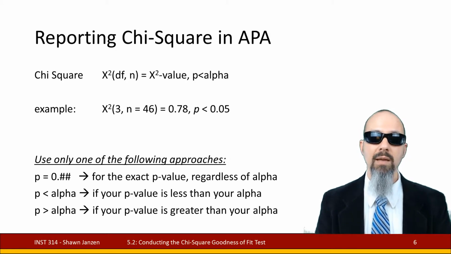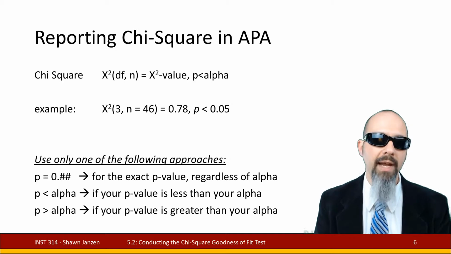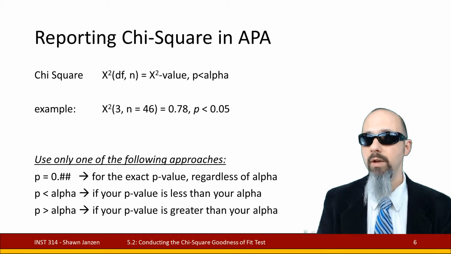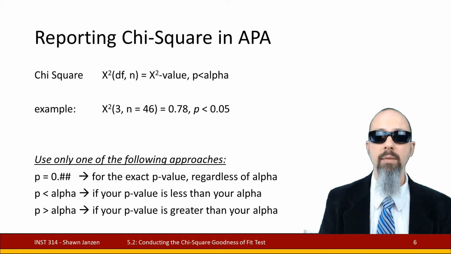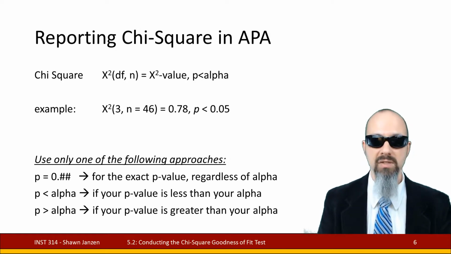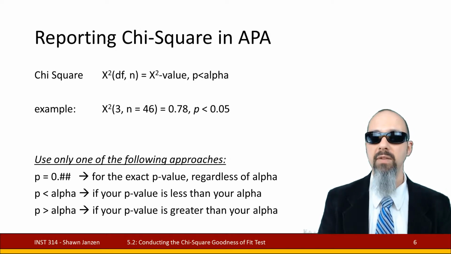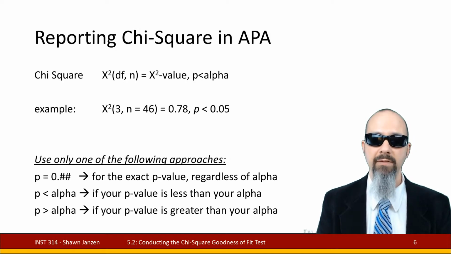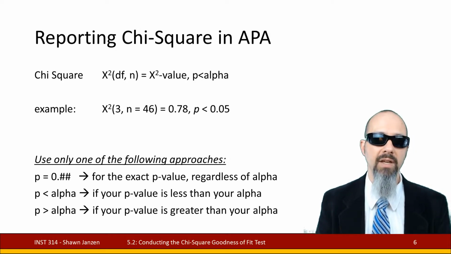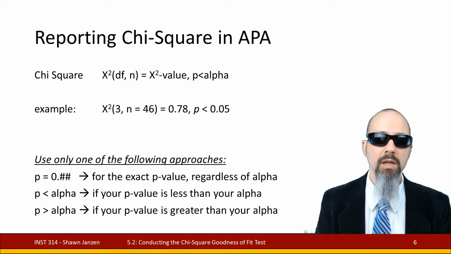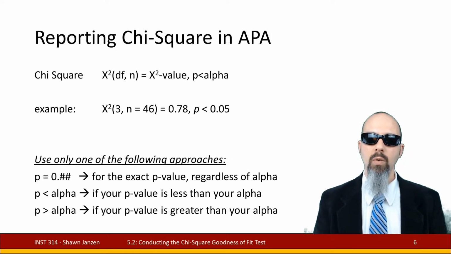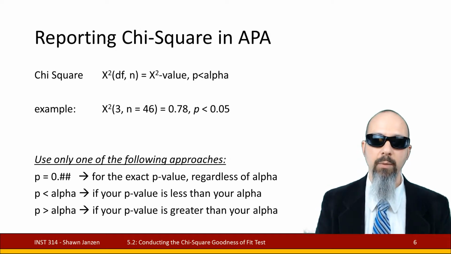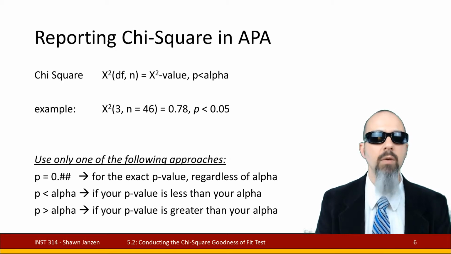Conversely, we could say p is less than alpha. Now, you don't write out alpha at this point. You put in the numerical value of what your alpha was. So if your alpha was 0.05 and your p-value was less than that, you would write p less than 0.05. Conversely, if your p-value was larger than your alpha, you would write p greater than 0.05, assuming your alpha is 0.05. If your alpha was 0.01, you would use that number, and so on. And I have an example up on the screen of how we might show it written out in APA format. These values here are just an example. They don't come from anything in particular.